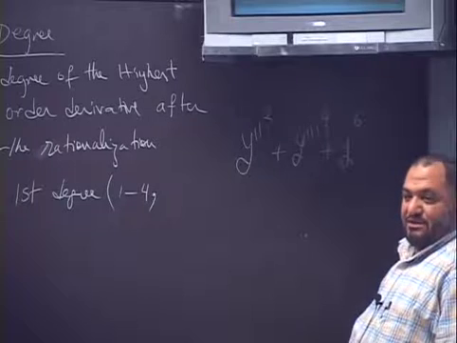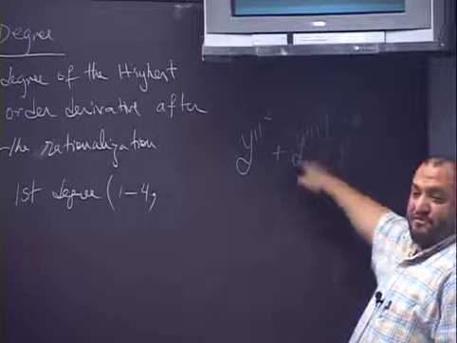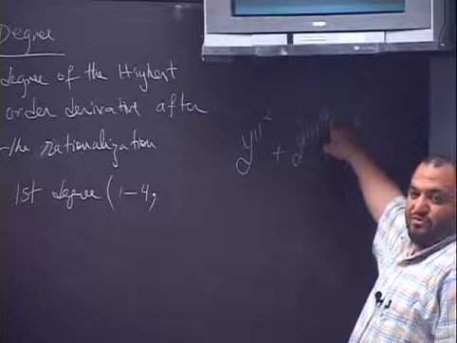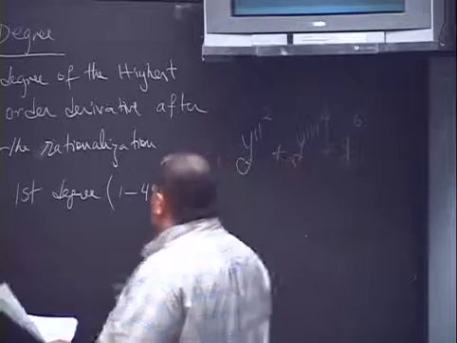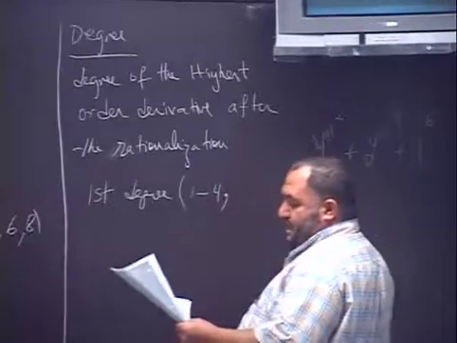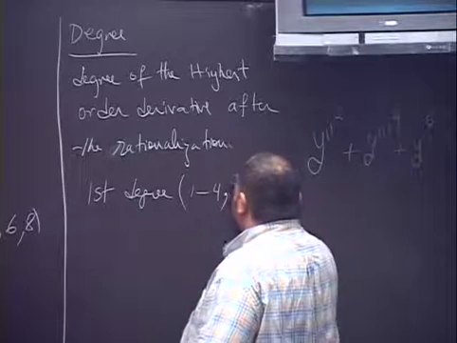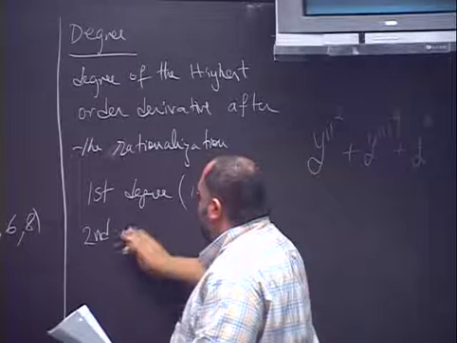Did you understand, guys? It's not 6. It's the highest order derivative. What's the degree of the highest order derivative? Did you understand? Okay, so 1 to 4, and 6 is not included. And then we have number 8. So second order, or second degree, sorry.